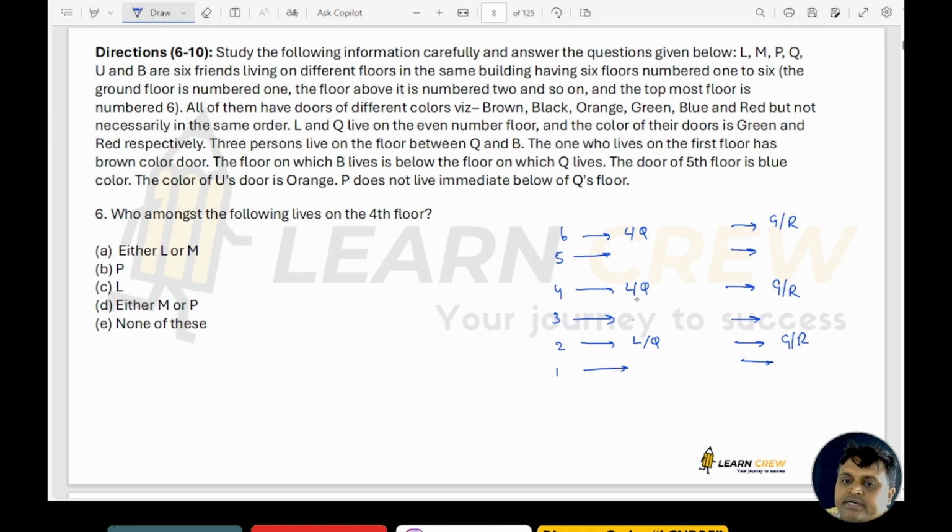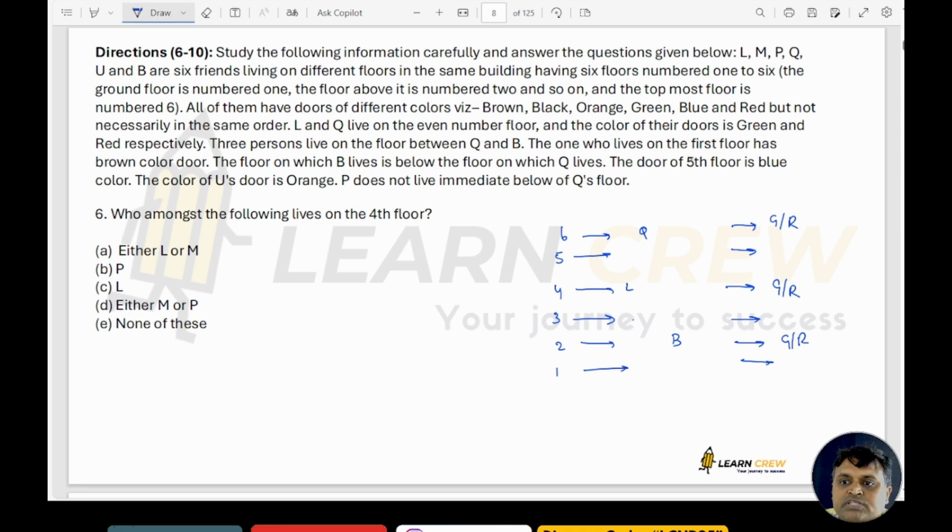So definitely Q cannot be here on the 4th floor. Q is not here. Between Q and B, there are 3 persons. If Q is here, then 1, 2, 3, so B has to be here. Let me take Q here. So there are 3 persons, 1, 2, 3, thereby B has to be on the 2nd floor. So L has to be here, because L and Q are on the even numbered floors. So B is here.